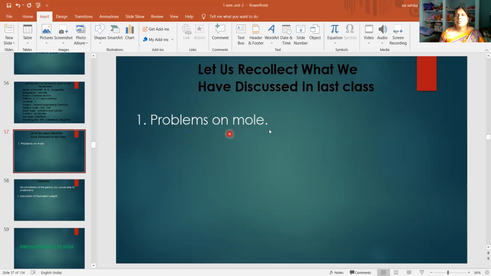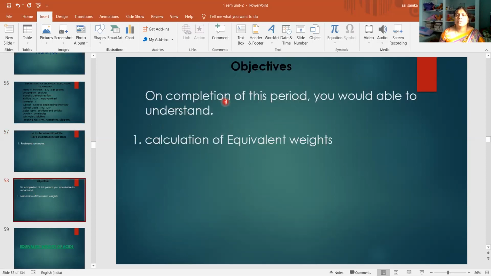Let us recollect what we discussed in the last class. Problems on mole. So we solved the problems on the mole concept. Then the objectives. After finishing this period, you would be able to calculate equivalent weights. Before that class, we calculated molecular weights.